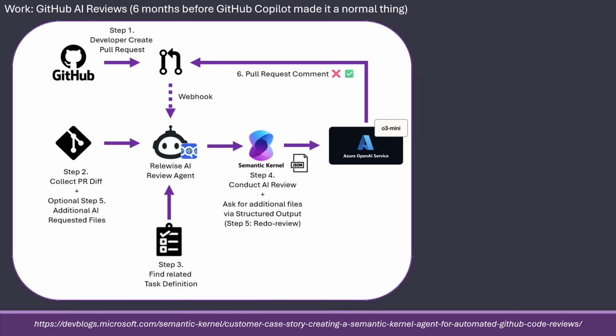Moving on, GitHub AI reviews. This is a quite normal thing now with GitHub Copilot, Codex, Claude Code, and so on. We just did it 6 months before any of them. So this was actually a blog case on the Semantic Kernel, which was the previous before Microsoft Agent Framework, but I have switched out the Semantic Kernel code to Agent Framework code, of course.